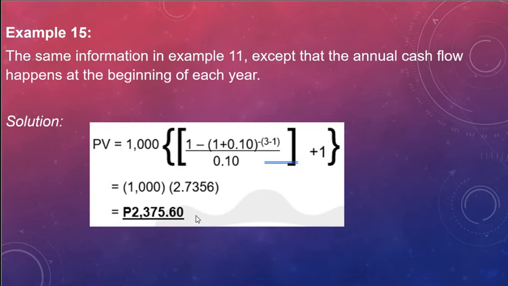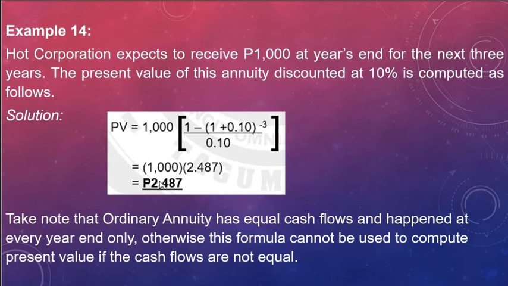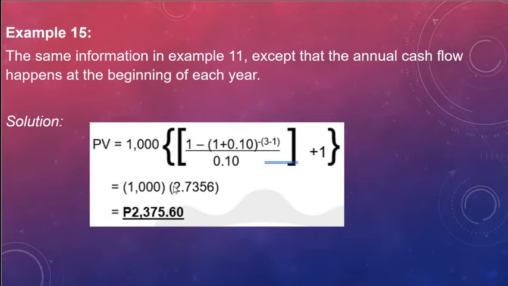Ito yung nagbayad or natanggap mo at the beginning of the year. That's 2,375.60. So, tandaan natin. So, i-compare natin doon sa natanggap mo at the end of the year. Asan ang mas malaki? Okay. This is only 2,487. Asa yung mas dako? This is 2,375. Okay. Mas dako og value tong nadawat nimo at the end of each year, compared aning beginning of the year. Okay? Sige. So, let's proceed.